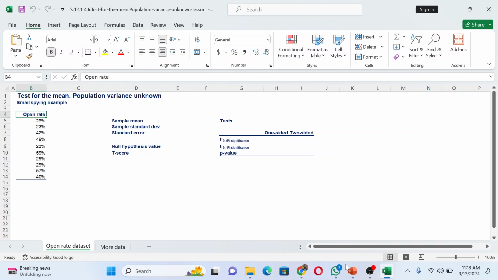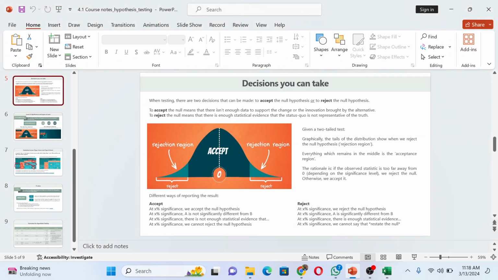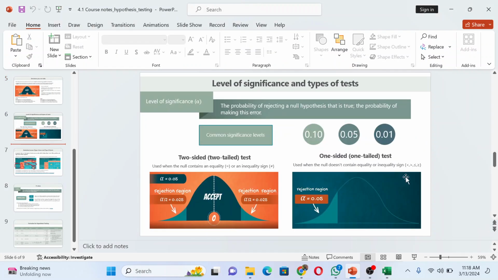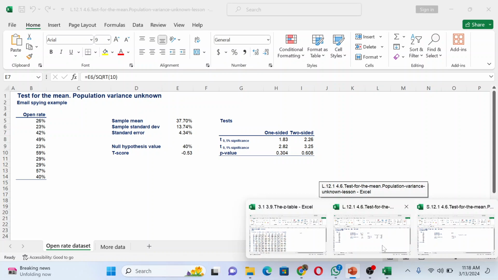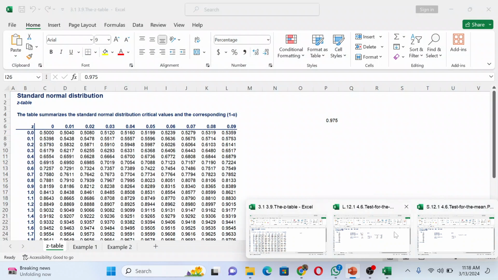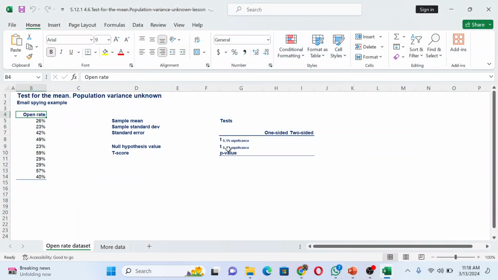Two-tailed. Let us go back to the notes here. Two-tailed and one-tailed. We said whenever you see less than, greater than, equal to, it is a one-tailed. So we want to test at 95% significance level. I just want us to test at 95% alone, to decide whether we are going to reject the null hypothesis or fail to reject.